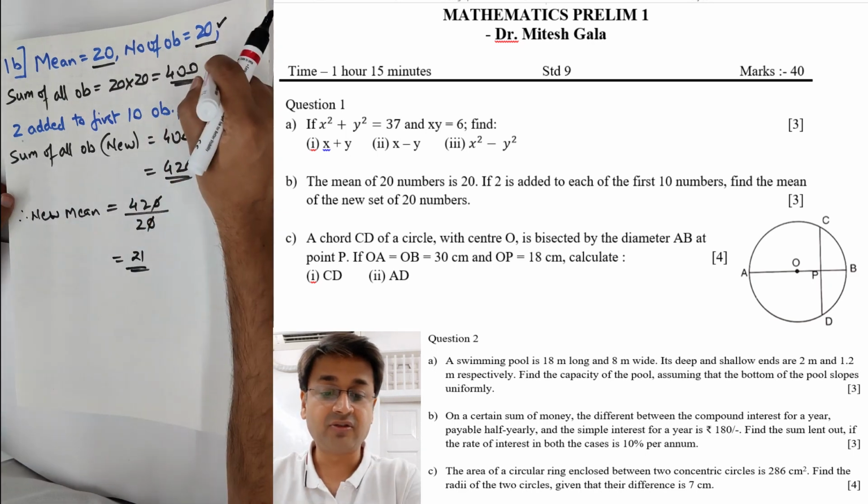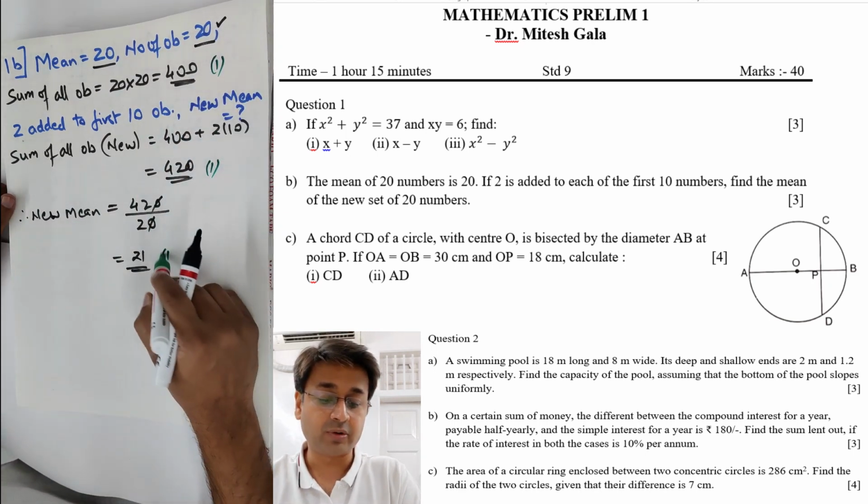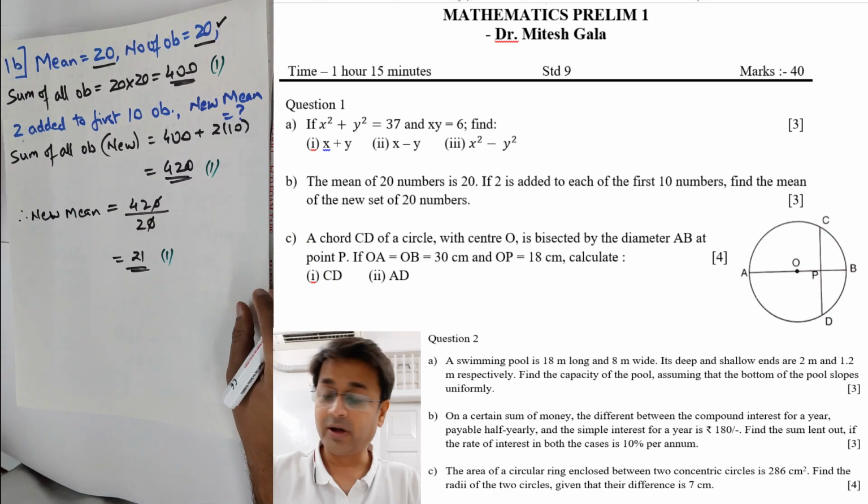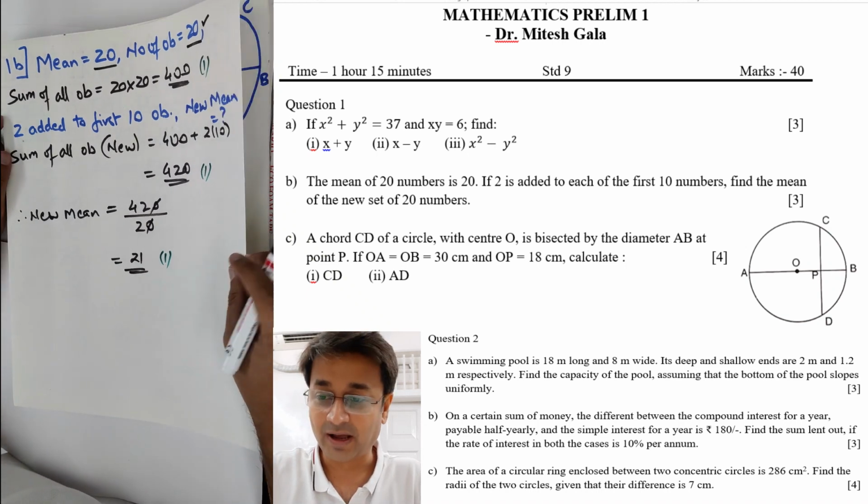How will you give marks? First 1 mark for getting 400 and 420, and 1 mark for 21. I hope this was a simple sum, you managed it.